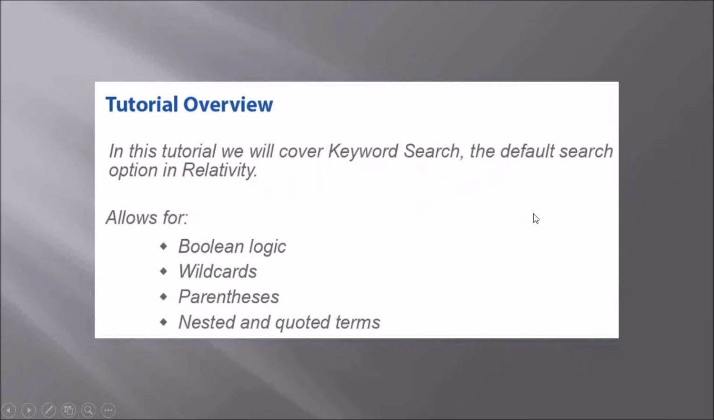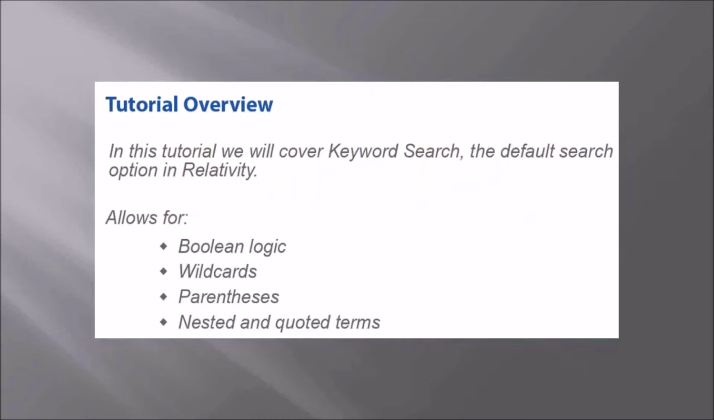And keyword searching is basically the default search option in Relativity, and it does allow for Boolean logic using and, or, etc., or wildcards like the asterisk and question mark. You can use parentheses, and you could use nested and quoted terms as well. So those are the operators you can use for your keyword searching.